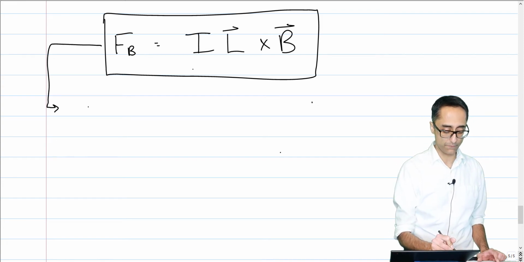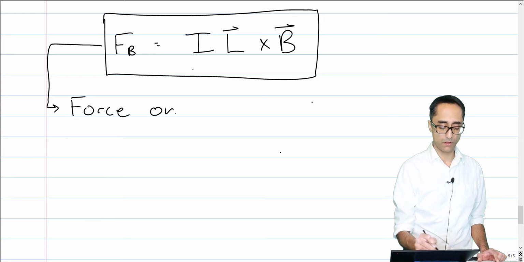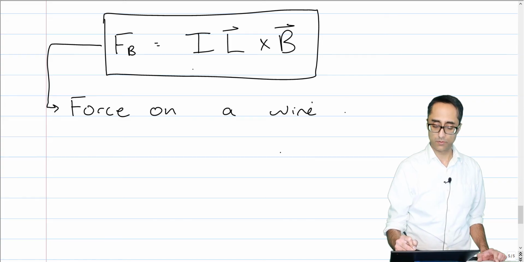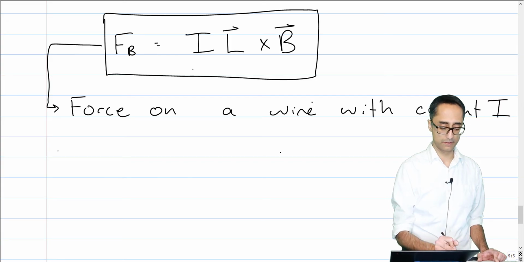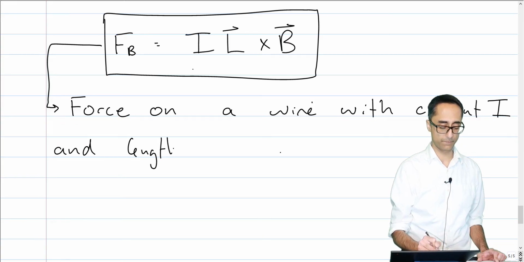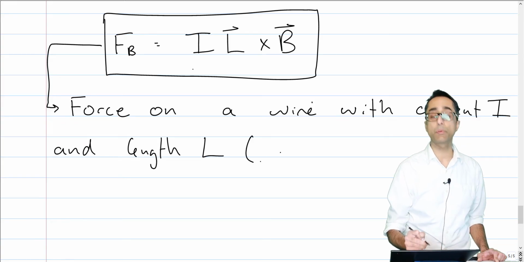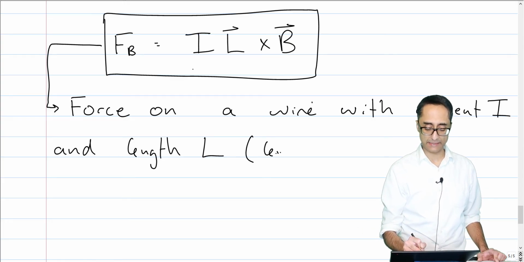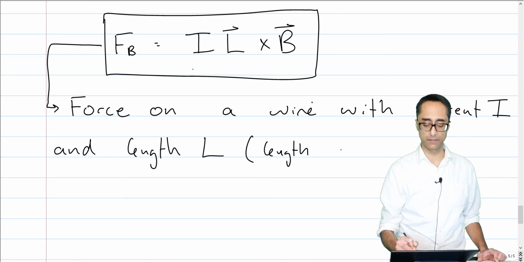This is the force on a wire with current I and length L. And in brackets, let me note it need not be the total length, but the length experiencing the magnetic field. Let's say length in the magnetic field.